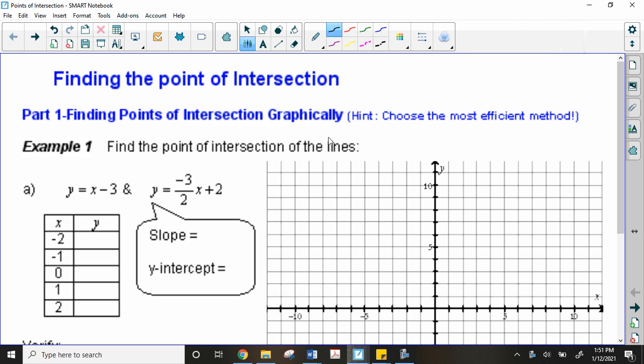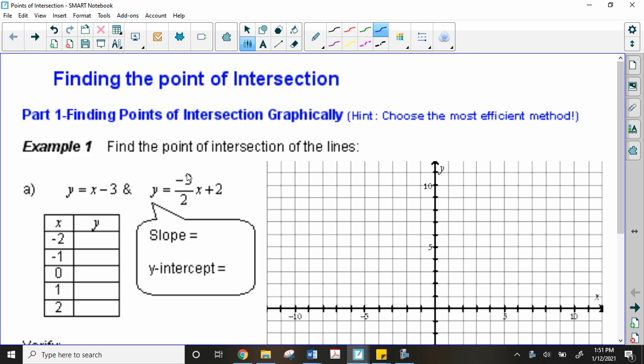Hey folks, today's lesson is going to be about finding something called a point of intersection, and we're going to do that either graphically by graphing or using algebra. Now graphically is, I think in grade 9, a little bit easier, and then the algebraic way really needs you to focus on making sure your calculations are done correctly.